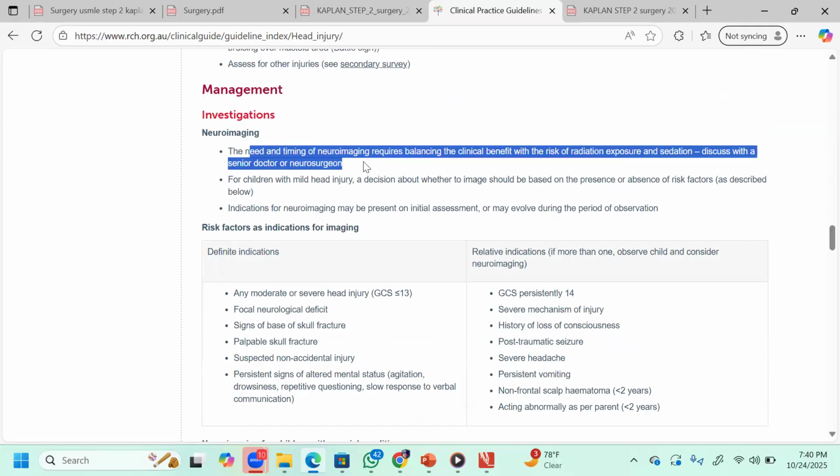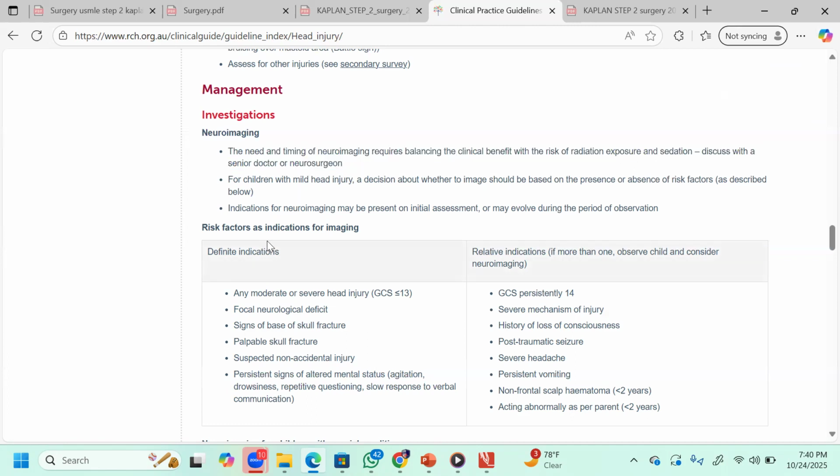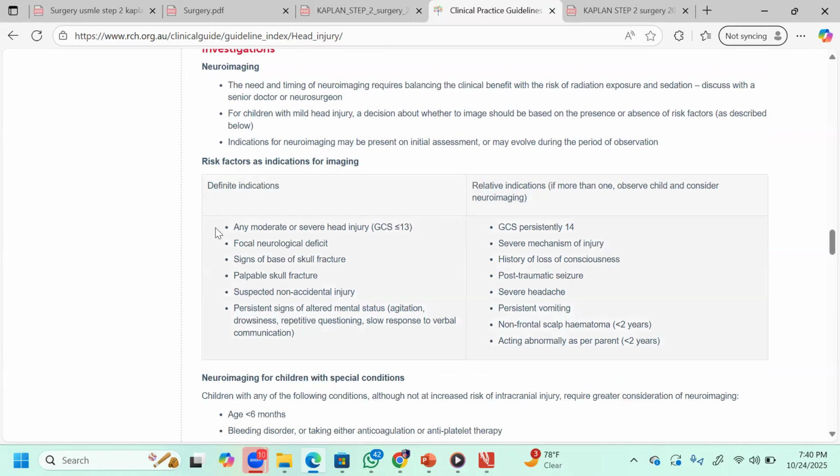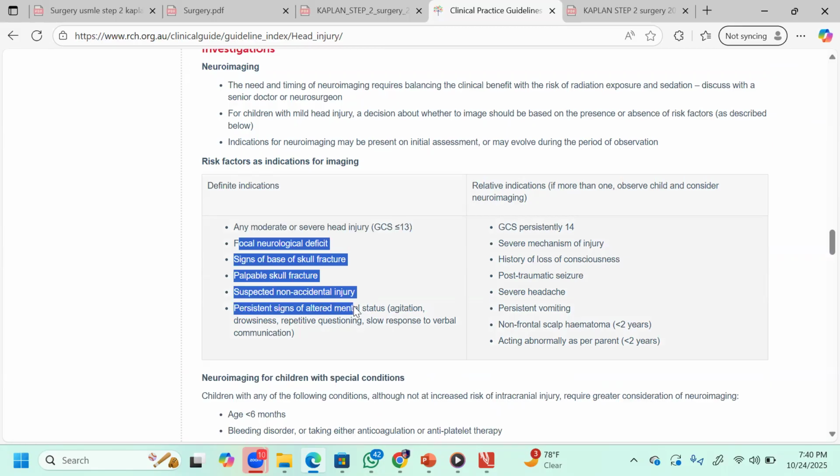Neuroimaging: the need and timing of neuroimaging required should be weighed against clinical benefit, radiation exposure and sedation. So these are the definitive indications, and you have to do the neuroimaging. Definitive indications: any moderate or severe head injury, GCS less than 13, as we discussed, you have to go with a CT scan. Focal neurological deficit, signs of base of skull fracture, palpable skull fracture, suspected penetrating injury, non-accidental injury, or altered mental state. You go through that.